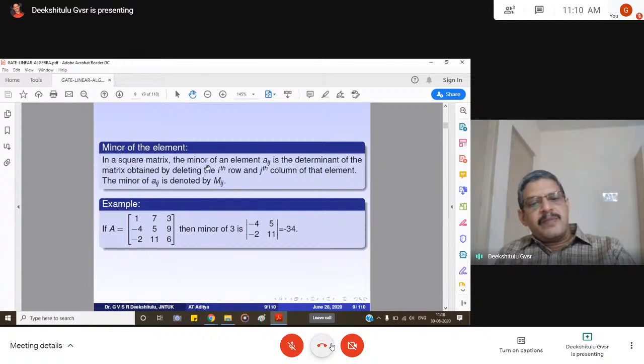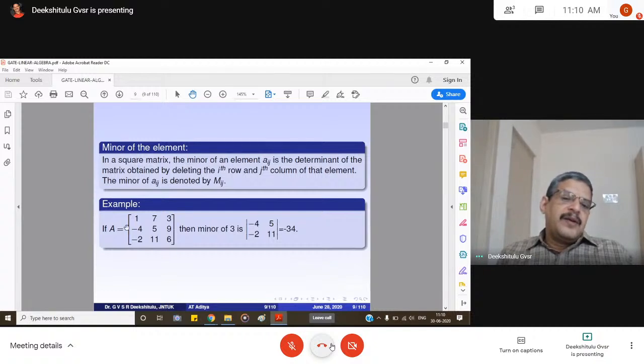Minor of an element in a square matrix: the minor of element Aij is the determinant of the matrix obtained by deleting the ith row and jth column of the element. So if you want to find the minor of 1, that means you neglect the row and column to which the element belongs, that means this row and this column. The remaining elements 5, 9, 11, 6. The determinant of that is called the minor of 1.